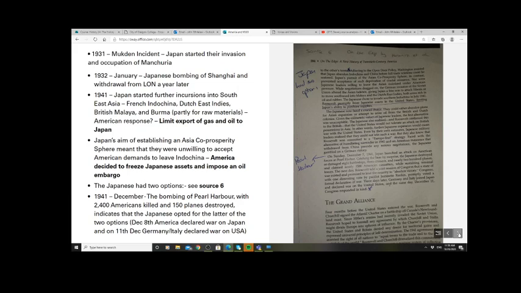So American policy is to freeze Japanese assets and impose an oil embargo. Now this makes life quite difficult for the Japanese, because America has to be friendly-ish to Japan for Japan to be successful in establishing a kind of empire in Asia. So I'm just going to read a little bit from the historian Horowitz, which I've included as source 6 here on your right.